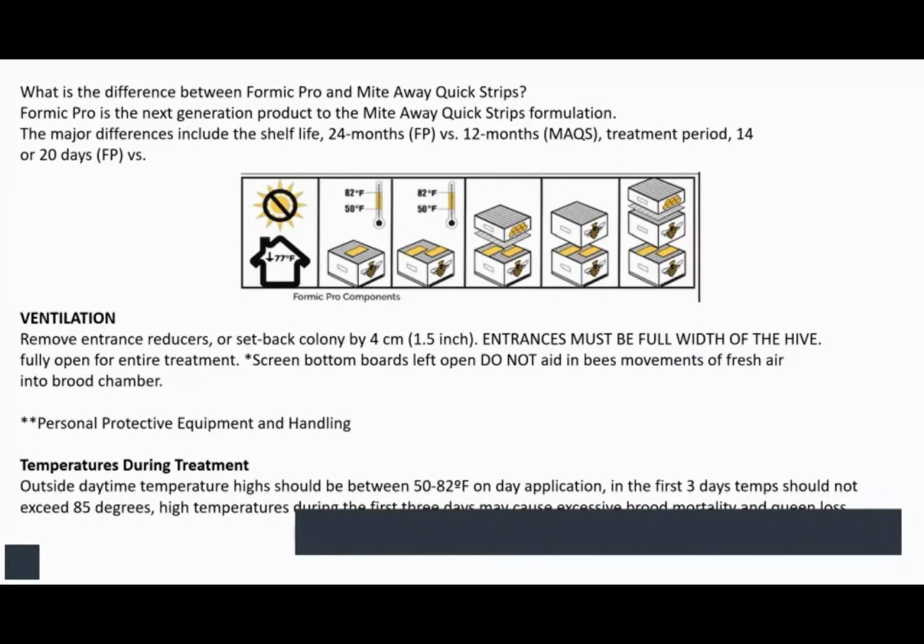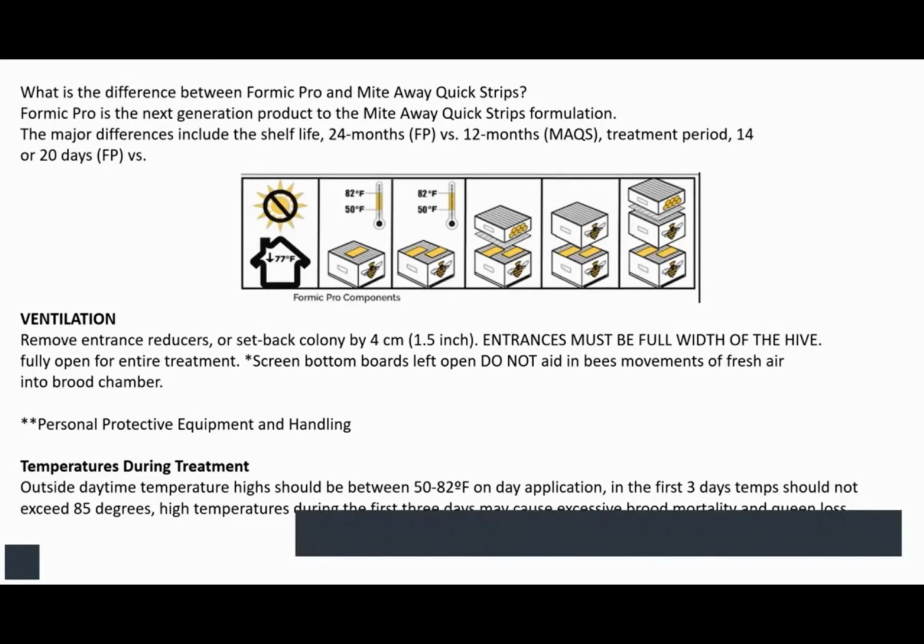All right. Let's see. The difference between the Formic Pro and the Mite strips. Formic Pro is the next generation product to the Mite strips formulation. The major differences include the shelf life. They are now 24 months versus 12 months. And the treatment period is 14 days instead of 20 days. So if you do 2 treatments, it'd be 28 days for the Pro, and then 20 days for the Mite strips.